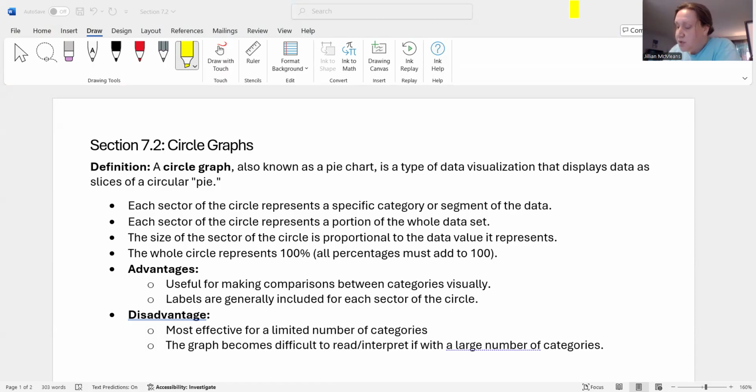Okay? So the definition here is: a circle graph, also known as a pie chart, is a type of data visualization that displays data as slices of a circular pie. Now, you do end up using percentages when you have a circle graph, so that's probably why we treat it as its own section in our book. But let's talk about some important things.